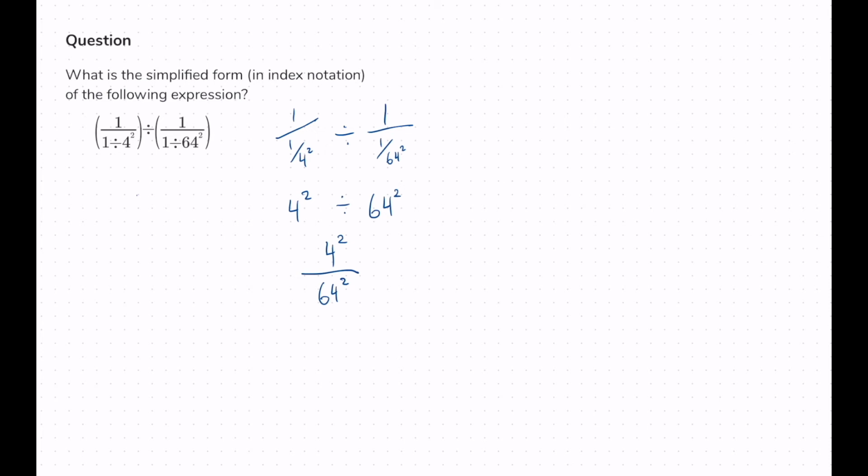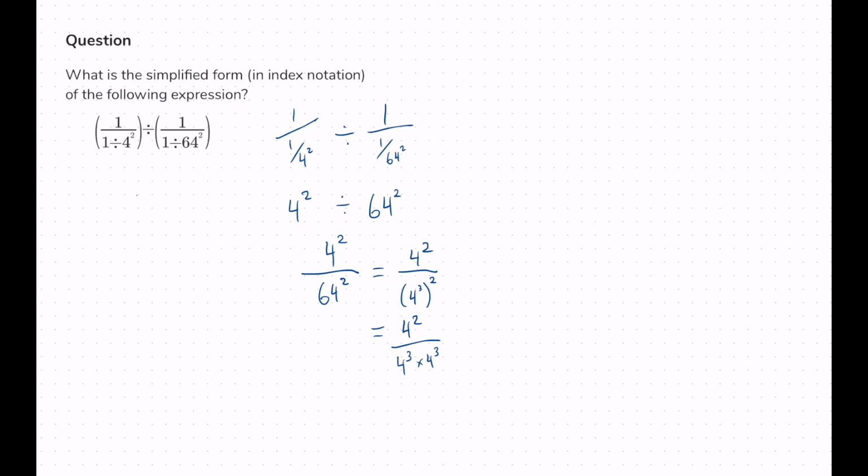Now this isn't obvious, but because I've gone away and memorized my simple powers, so 2 to the power of 2, 2 to the power of 3, etc., 3 to the 2, 3 to the 3, 4 to the 2, 4 to the 3, I recognize that 64 is actually 4 to the power of 3. 4 squared is 16. 16 times 4 is 64. So I know that I can rewrite this like this. Well, what does that mean? Well, that means 4 squared over 4 to the power of 3 times 4 to the power of 3.